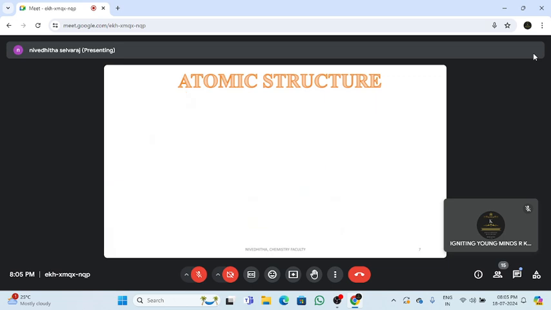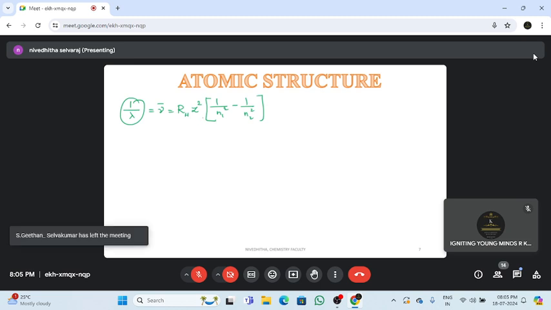Let me write the formula here, okay? So basically the formula is 1 by lambda, or 1 by lambda can be expressed as wave number, which is equal to R or RH into, she left one parameter. Actually, there should be a parameter called Z square into 1 by n1 square minus 1 by n2 square. But actually her formula was also right, because we are talking about hydrogen spectrum, right? And what is the atomic number of hydrogen? Basically, it is 1. So here Z value is 1.